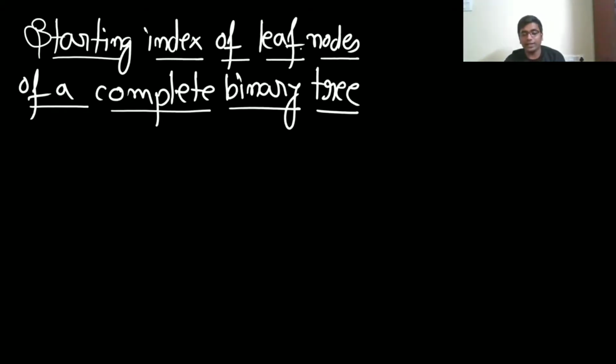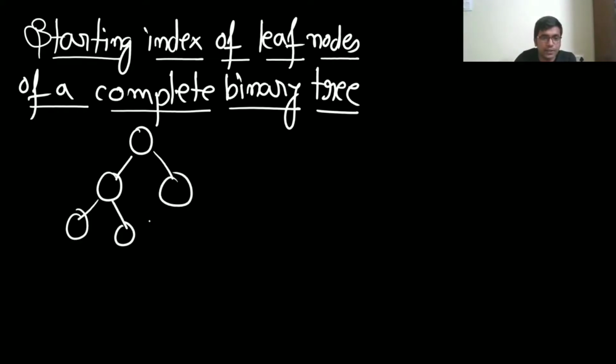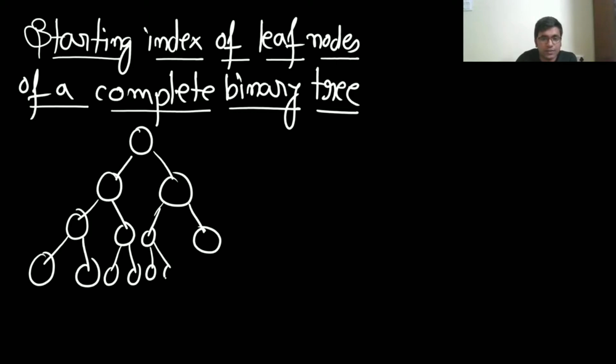Let me take an example. If you have a tree like this, with a root, then two children, and so on down to the last level. The indices go 1, 2, 3, 4, 5, 6, 7, 8, 9, 10, 11, 12, 13, 14, and 15. This is the index, not the value. Now what is going to be the starting index?